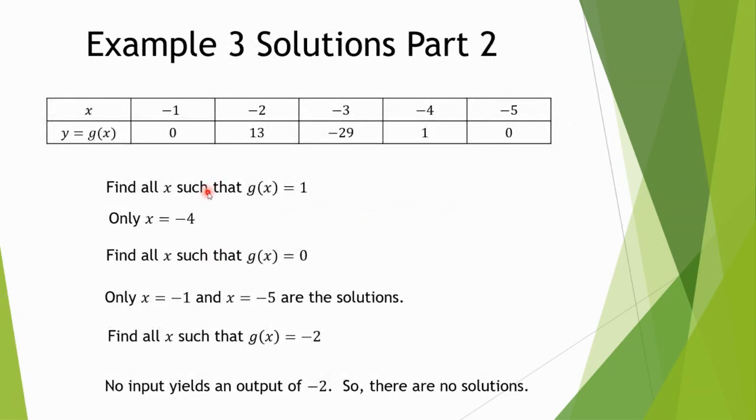So here, now we're solving an equation involving a function. We want all x such that g of x is 1. So all x such that the y value is 1. Not here, not here, not here. Oh, here we go. So what x value gives us 1? -4. So -4.